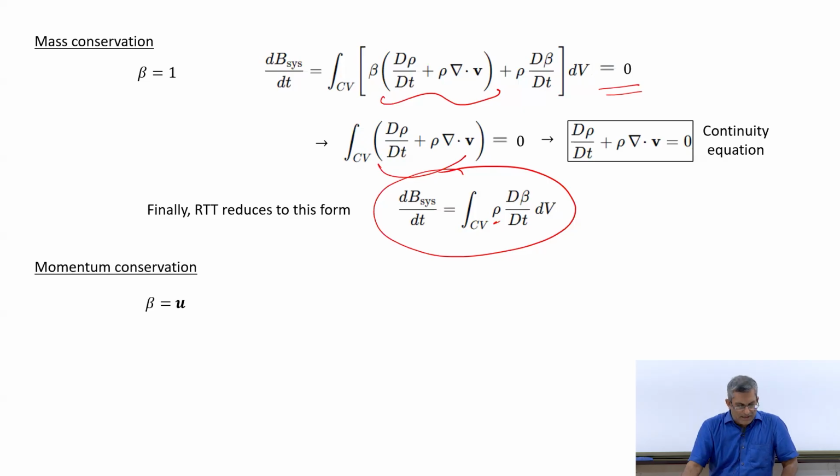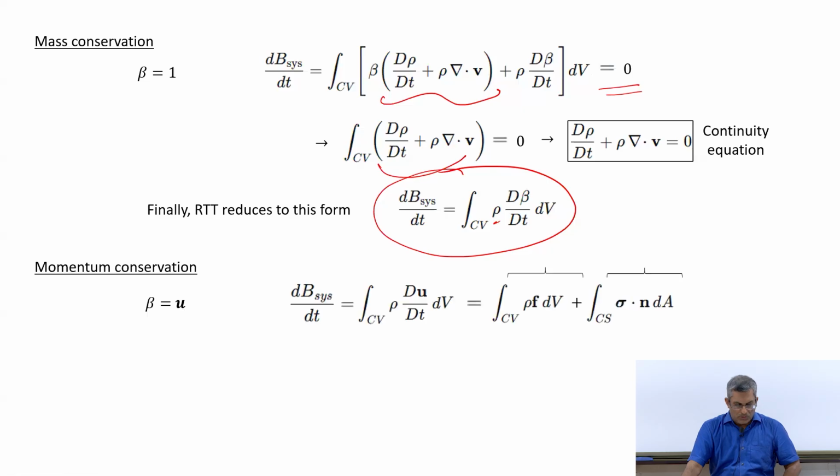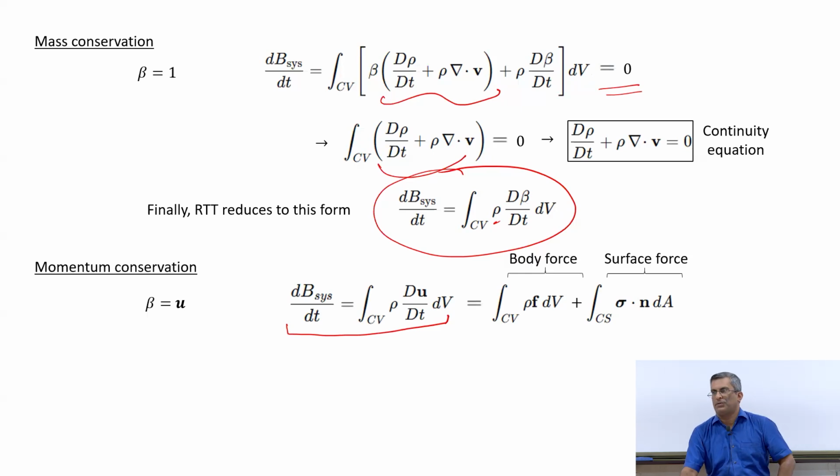Next we consider the momentum conservation equation. In this case, beta is equal to the velocity. Here the bold letter U signifies that it's a vector, so you just put beta equal to U here. This part is your transport theorem. Now according to Newton's second law, what is the rate of change of momentum? External force. What are the forces? You have body force, you have surface force.